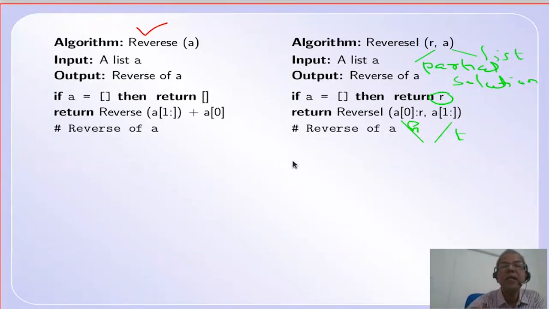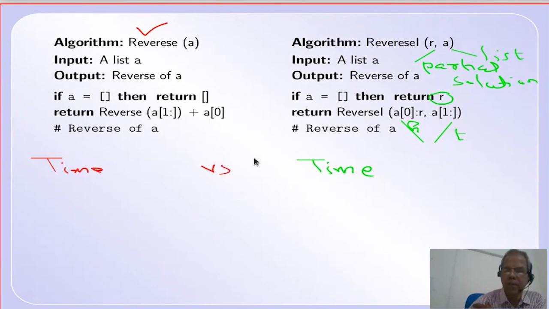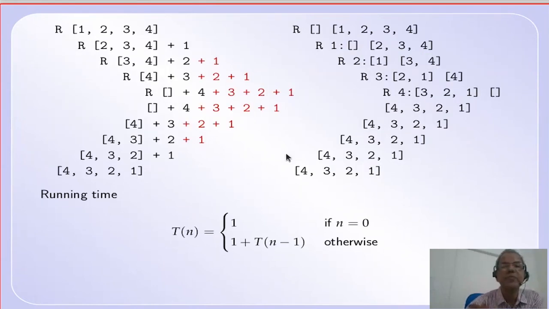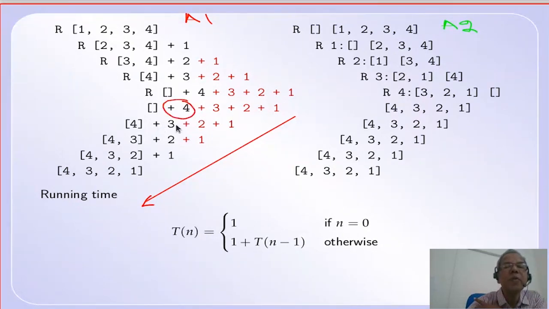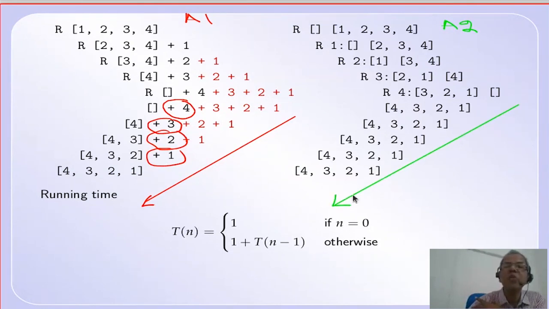Homework. Compare the running time of this algorithm versus this algorithm. This is the trace of the first algorithm, A1. This is the trace of the second algorithm. The main difference you will notice is that in the first algorithm, in the return journey, a pending operation is performed. This is performed. This is performed. This is performed. Whereas in this algorithm, in the return journey, there is no pending operation.